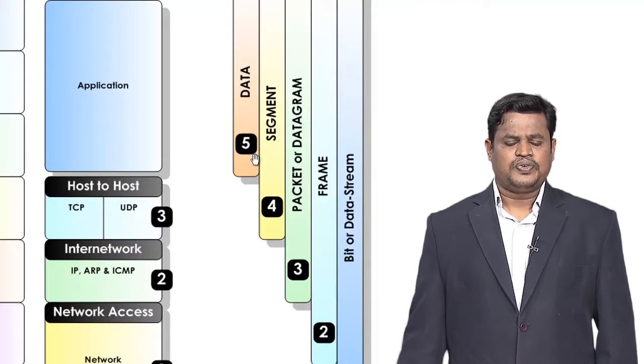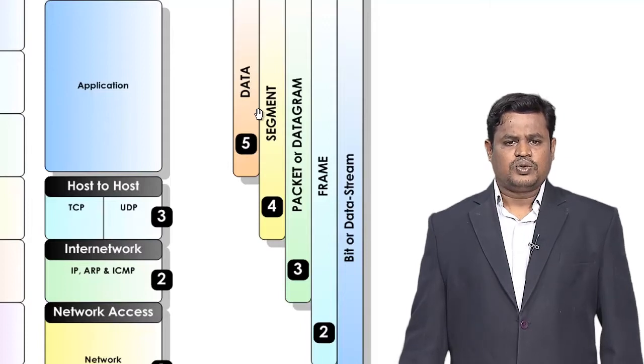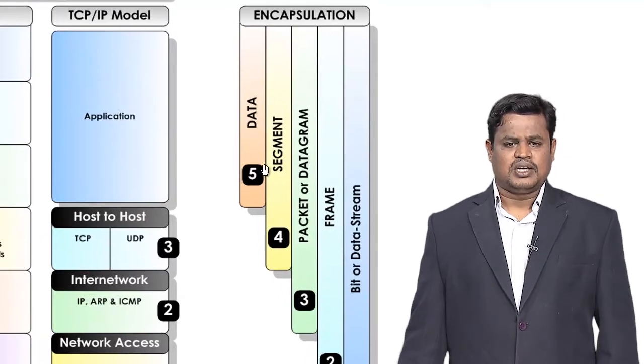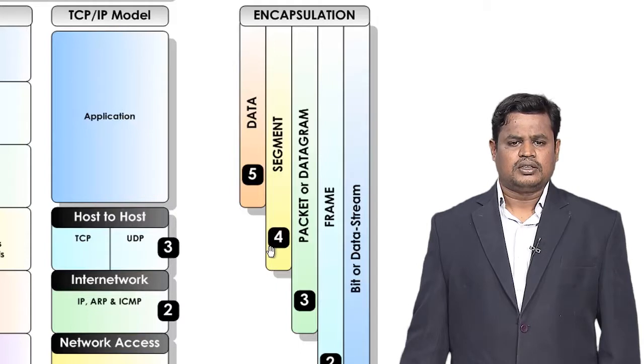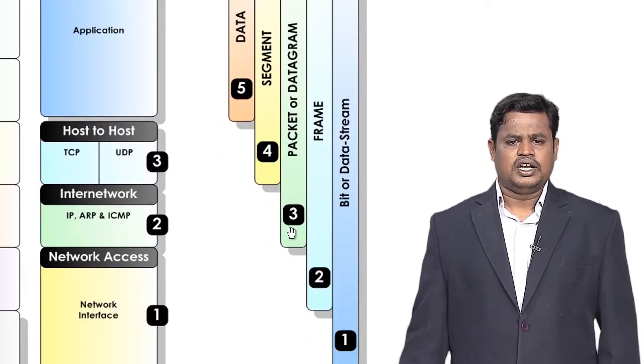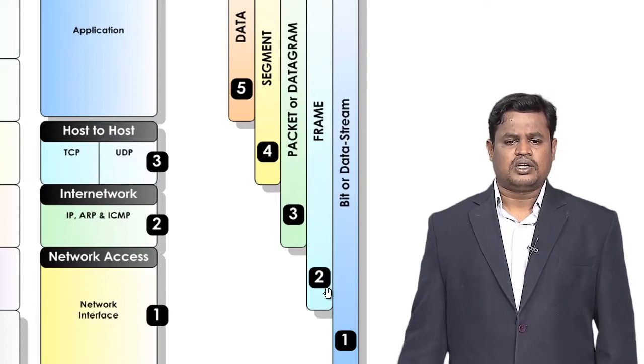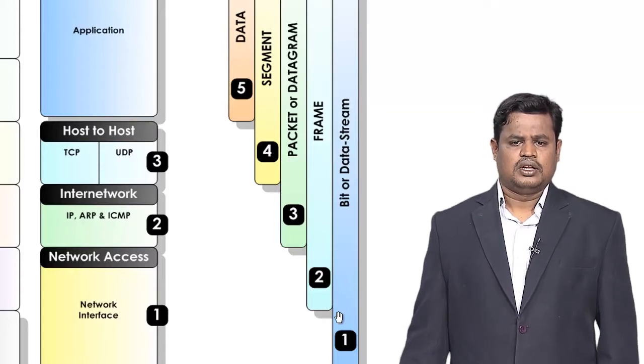So, if you take the user data, that is your topmost layer data, it is going to be converted into a segment in the case of your transport layer, and again in the network layer it is going to be called a packet. And in the second layer, that is your network access layer, it is called a frame and also a bit stream.